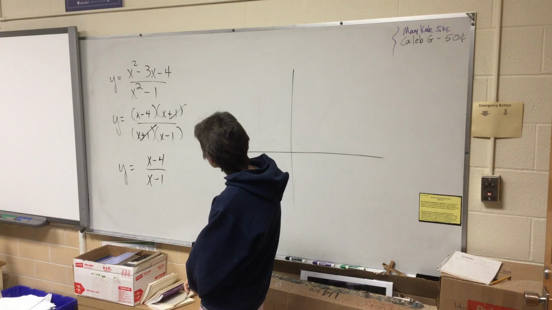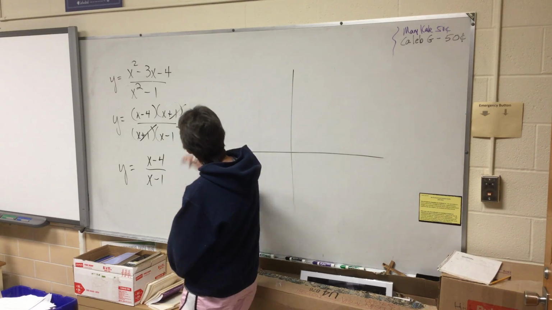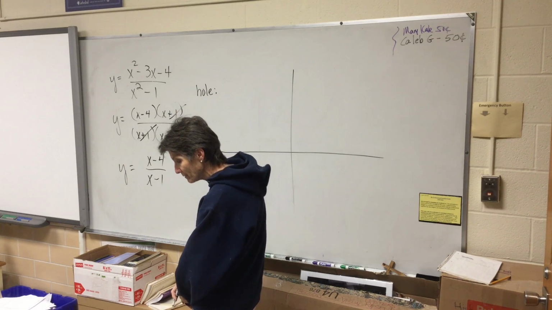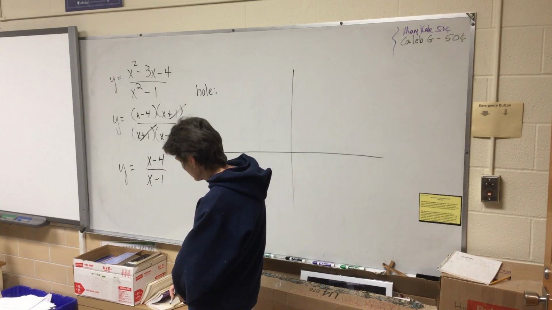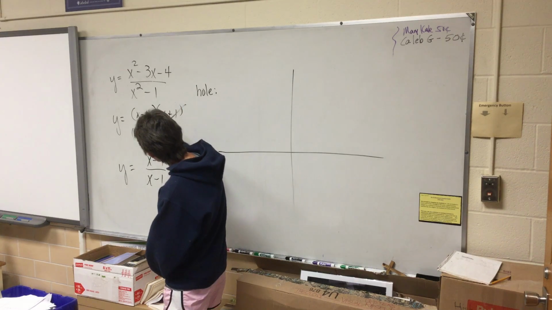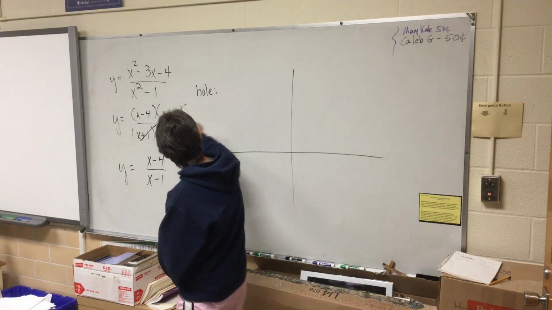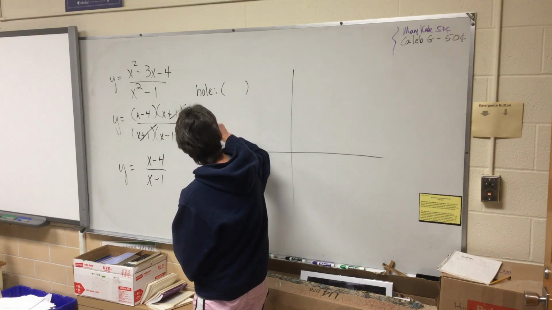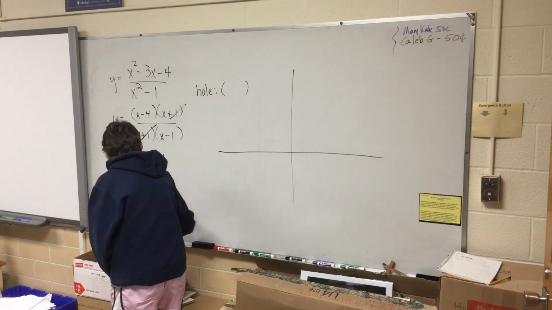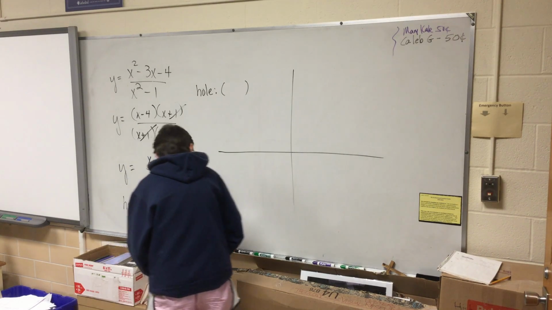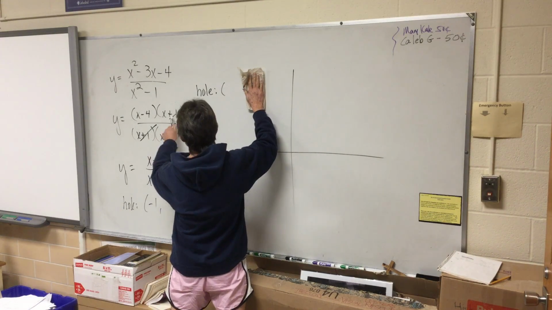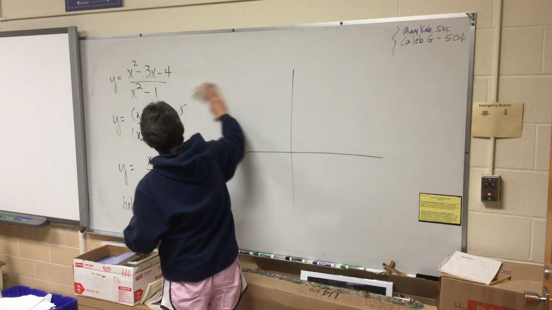But do you remember from before that when something cancels out, we end up with a hole in our graph? And do you remember, look at what canceled. What is the x-coordinate of the hole going to be? -1. Yes, indeed. Why is the x-coordinate -1? Because that's what I canceled out, right?